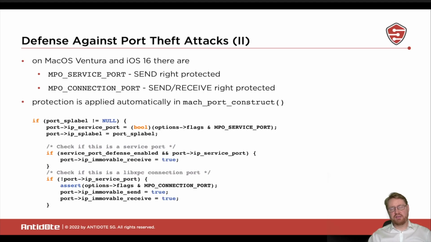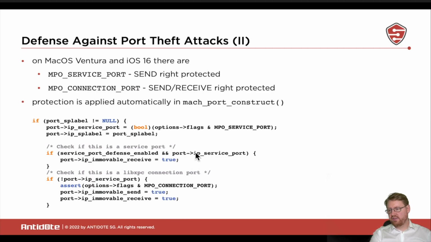For example, they now have the concept of an MPO service port. So basically, when you call mach_port_construct, you can tell the system that this is a service port. This is something that normally launchd would use. It would declare this is a service port for a launch daemon. Then they automatically have their send rights protected, so you cannot steal this from, in this case, launchd. There's also the idea that you have a connection port. Then you have automatic protection for send and receive rights.